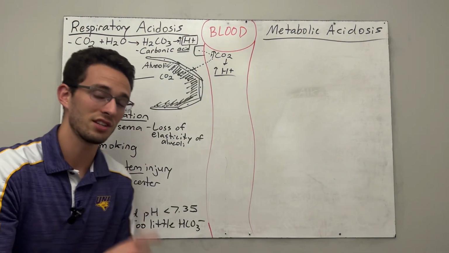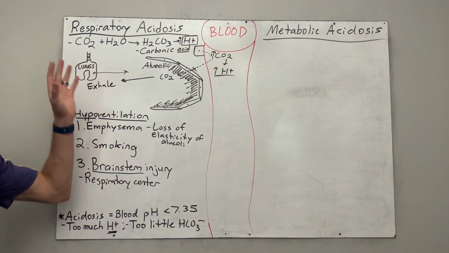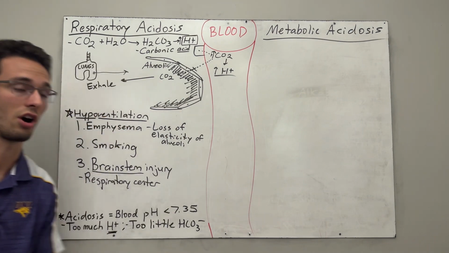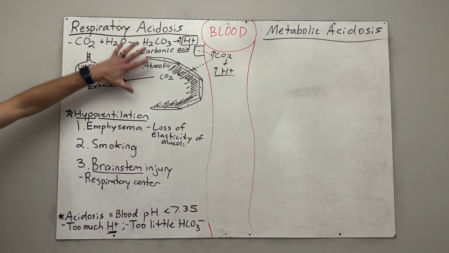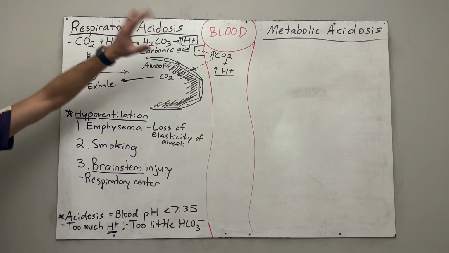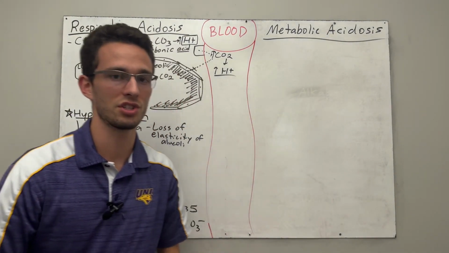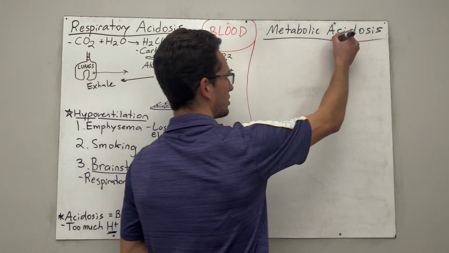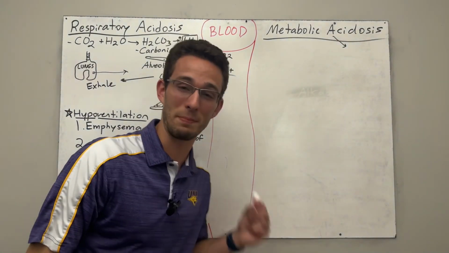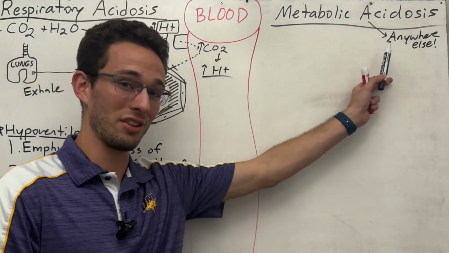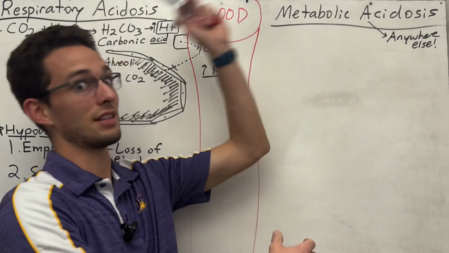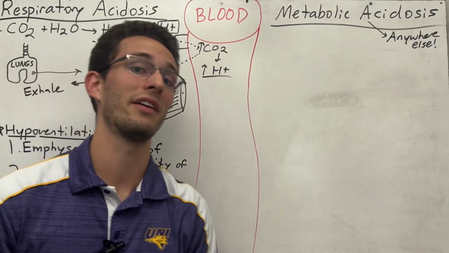Now this by no means is an exhaustive list of all the things that could cause respiratory acidosis, but it's a good start. So that's how the respiratory system can make you acidotic if it's not functioning properly. So let's hop over to metabolic acidosis. Metabolic acidosis can occur anywhere except the lungs. So any other structure that is making you acidotic that's not the lungs is going to be considered metabolic acidosis.